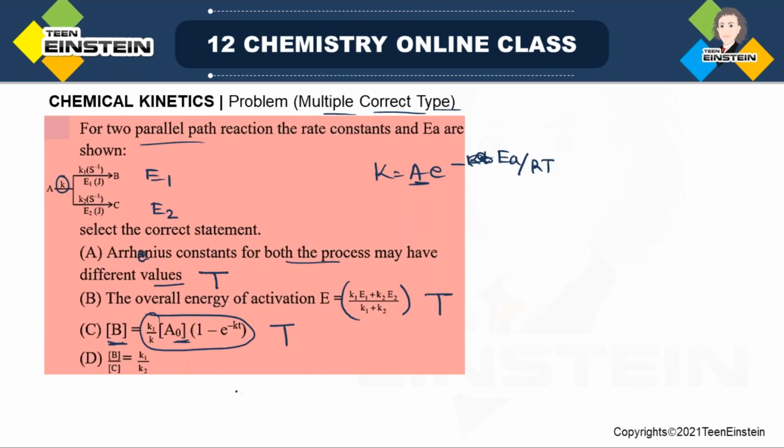This is also true. And the concentration of B by C, remember, irrespective of time, whatever the time is, the concentration ratio of B by C will always be constant. So it is not dependent on time. Whether it is after 10 minutes or 20 minutes, the ratio of concentration of B by C will always be the same. That is, it is always equal to K1 by K2. So the last expression is also the same. So here all are correct.